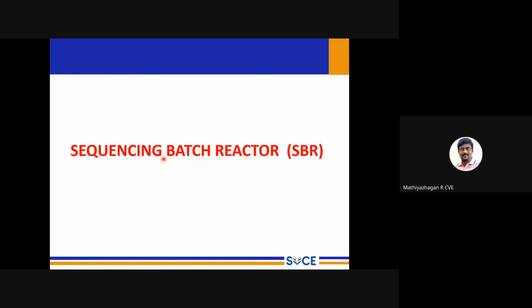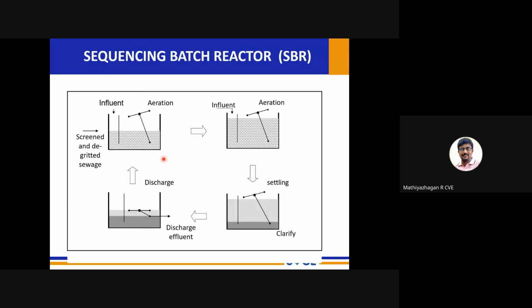Then another advancement in the activated sludge process: the sequencing batch reactor. This SBR technique is used in one of the sewage treatment plants available, our Nesapakam sewage treatment plant. It is one of the proven technologies to get a very high efficiency of sewage treatment. It's a fill and draw type. The particular tank acts as an equalization tank, aeration tank, as well as settling tank.